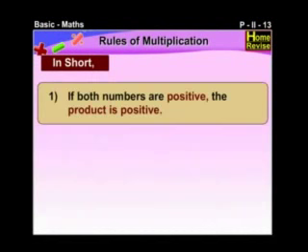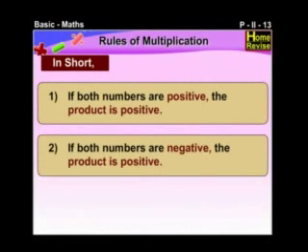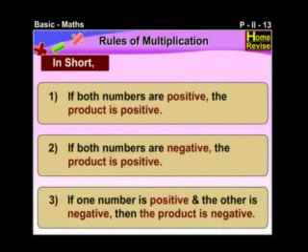In short, number 1, if both numbers are positive, the product is positive. Second, if both numbers are negative, the product is positive. Third, if one number is positive and the other is negative, then the product is negative.